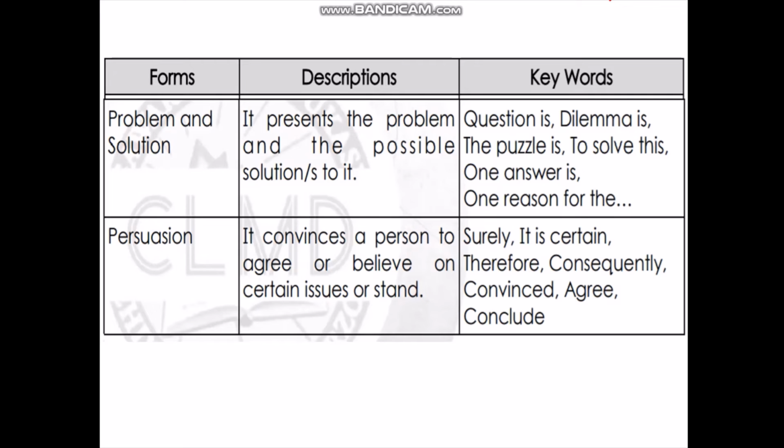For the last one, we have problem and solution, another form of informational text. Just like our lesson, it presents the problem and the solutions to it. These are the keywords: question is, dilemma is, the puzzle is, to solve this, one answer is, one reason for the. So again, there's a problem, and then after that, you give a solution. So, therefore, it's a problem and solution.